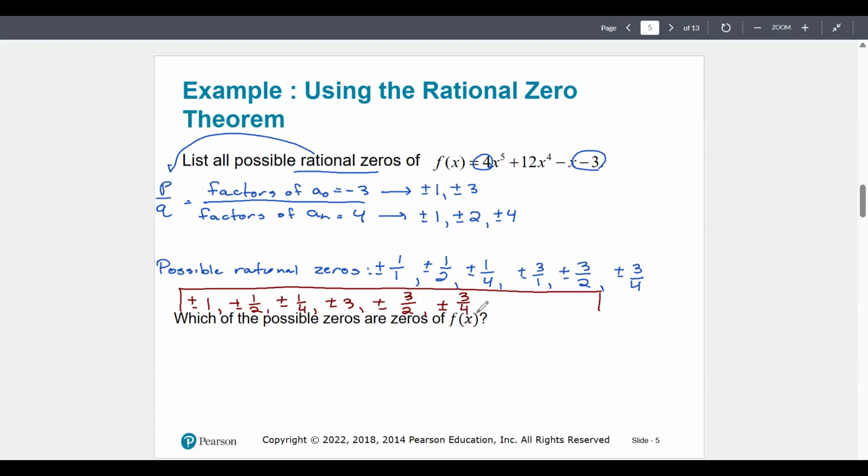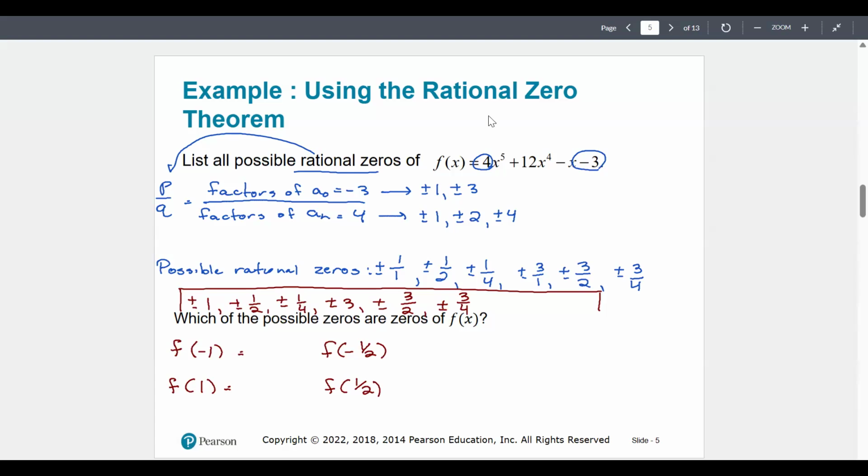Okay, so we want to know which of these are going to be zeros, meaning that I need to go through, and this is where it gets a little time consuming, so I'm going to give you a way to do this a little better. But I simply want to figure out what is f of -1 equal to? What is f of +1 equal to? What is f of -1/2 equal to? What's f of +1/2 equal to? So I want to do this for all my possible zeros. And as you see, I have 1, 2, 3, 4, 5, 6. If we double that, 12 possible zeros.